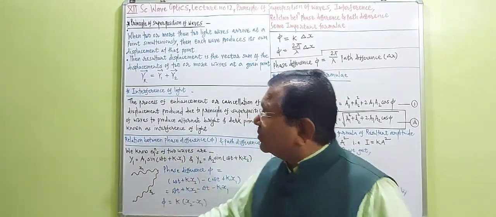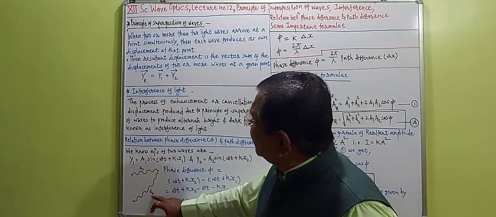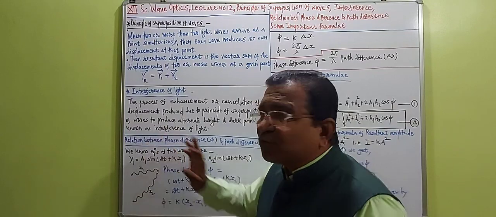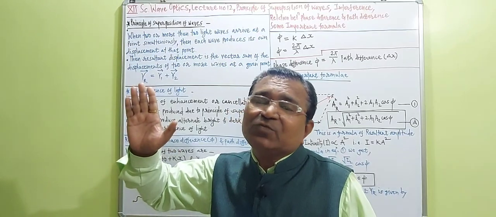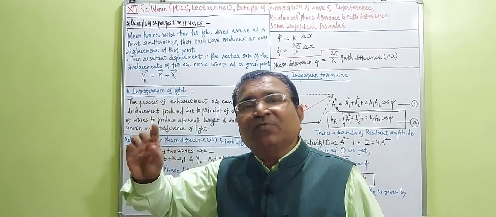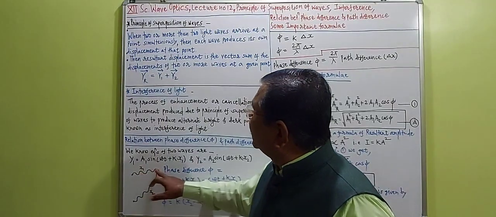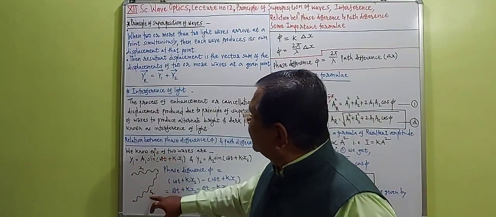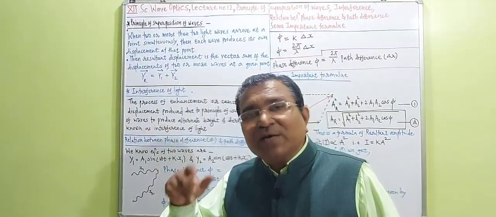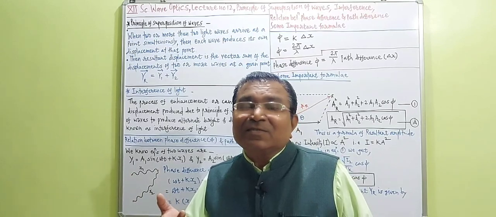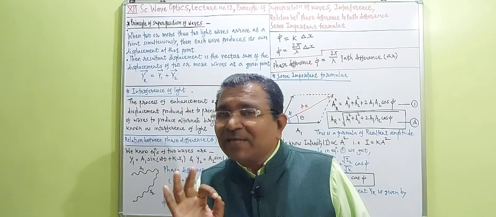Suppose this wave produces 2 centimeter displacement upward, and this wave also produces 2 centimeter displacement upward. Then the two displacements are in the same direction, which is upward. So 2 plus 2 gives 4 centimeter at that point. Suppose this wave produces displacement 2 centimeter upward, and this wave produces displacement 2 centimeter downward. Then the 2 and 2 are opposite in direction, so the resultant displacement is 0, because there is a subtraction.